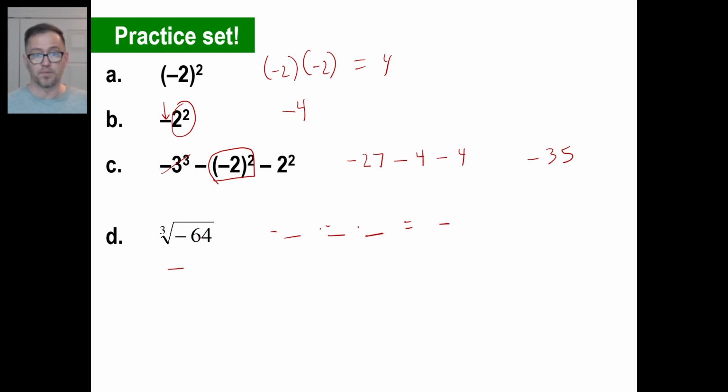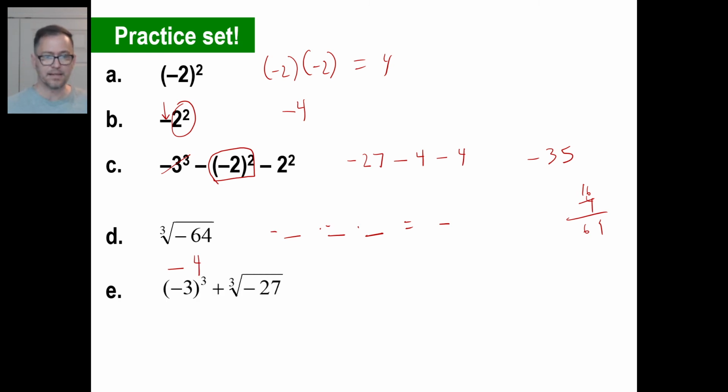Well, what number times itself 3 times gives you 64? And this is where you need to just start trying. 1 times itself 3 times? No, that's 1. 2 times itself 3 times? No, that's 8. 3 times itself 3 times? 27. 4 times itself 3 times? I don't know. 4 times 4 is 16. 16 times 4, if you did the arithmetic over here, 16 times 4. Oh, yep, there it is. So the answer is negative 4. Okay. E, let's pause it and try E.